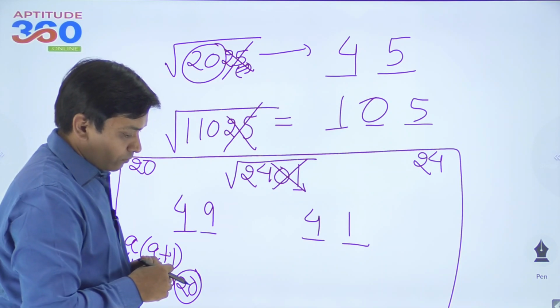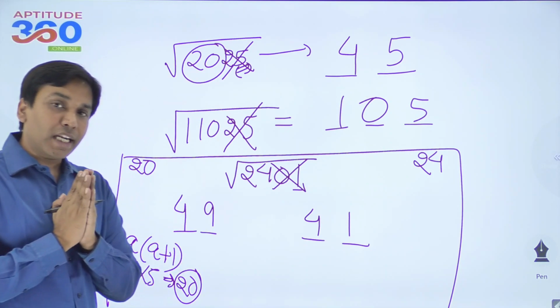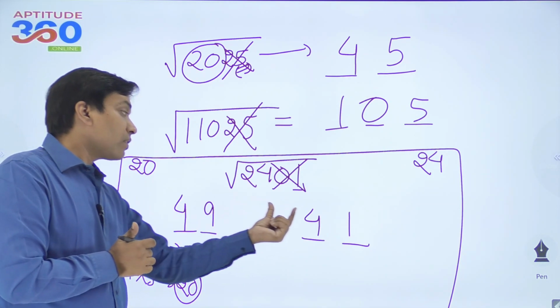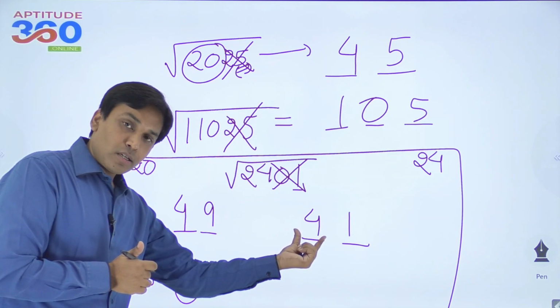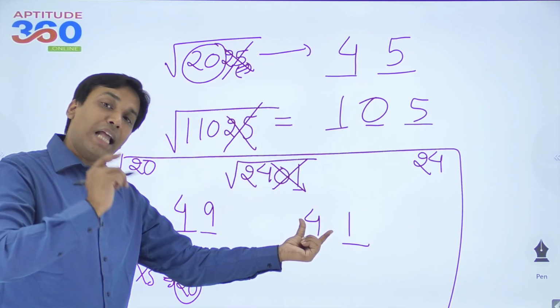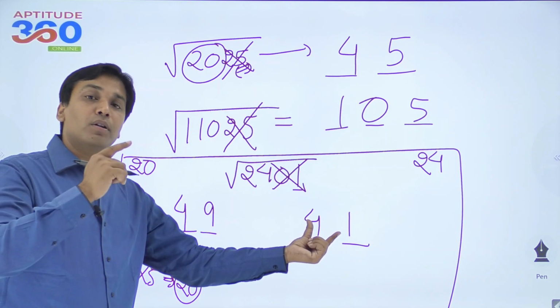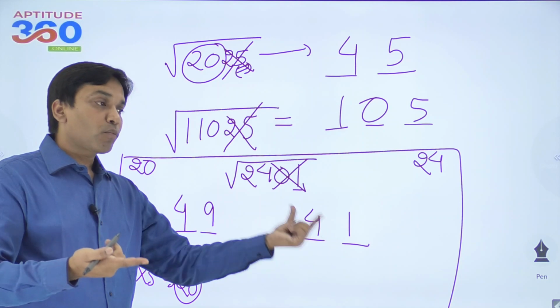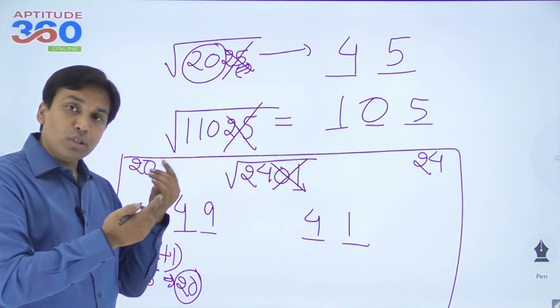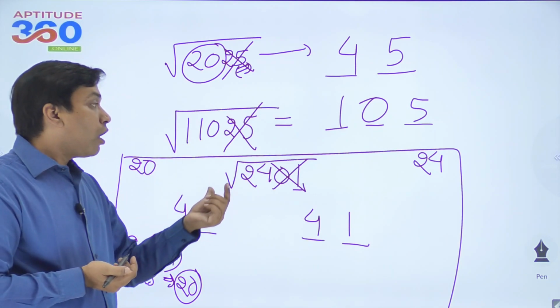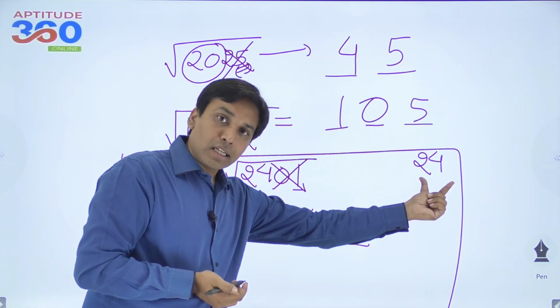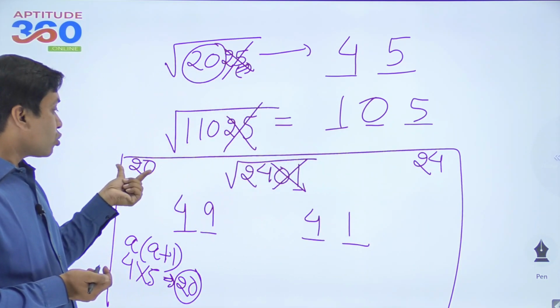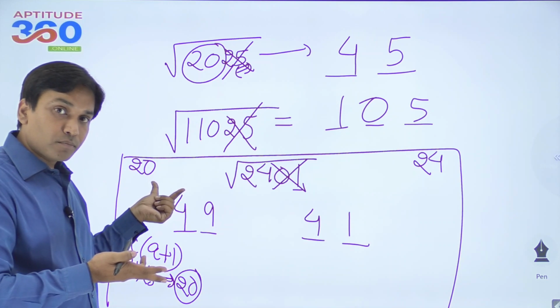How did we get 20? The digit at the tens place, which is 4, will have to be multiplied with a number one more, so 4 into 5 will be 20. So I said that we have got two numbers to do the comparison from. One number is 24, which is our number. Another number is 20, which has been generated.